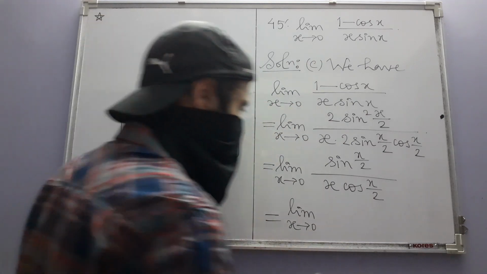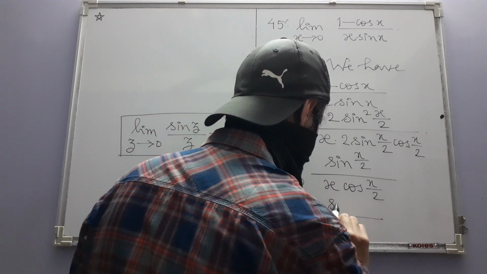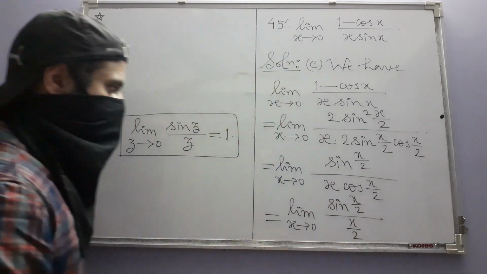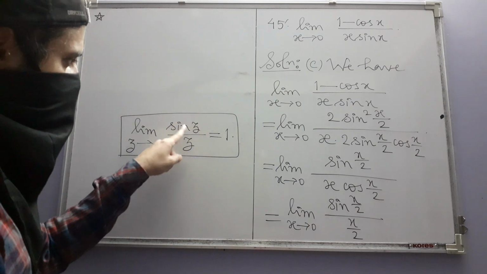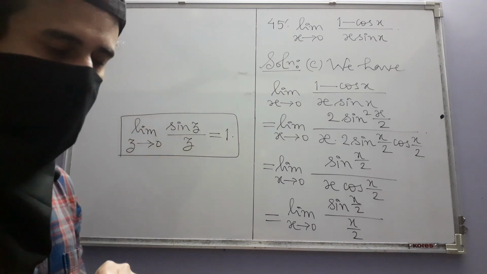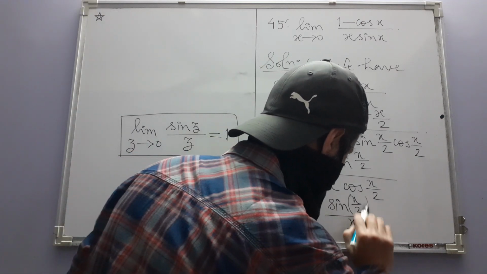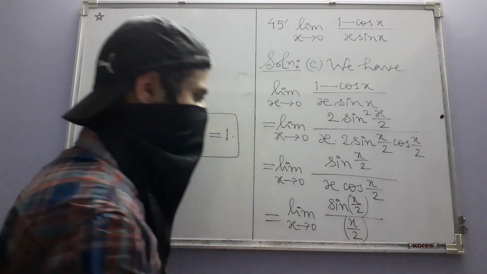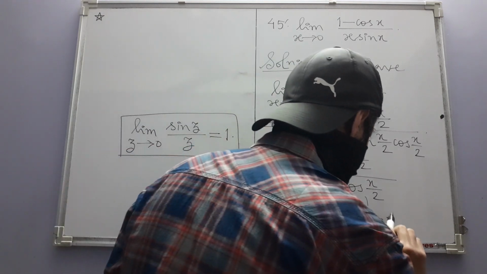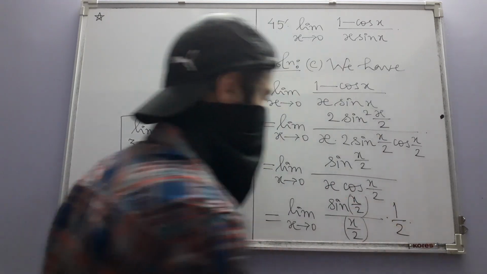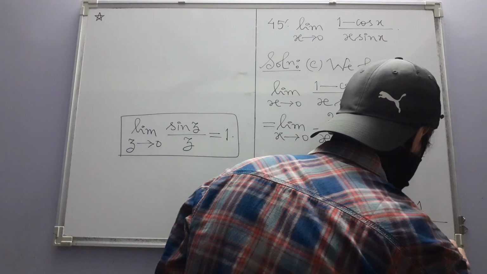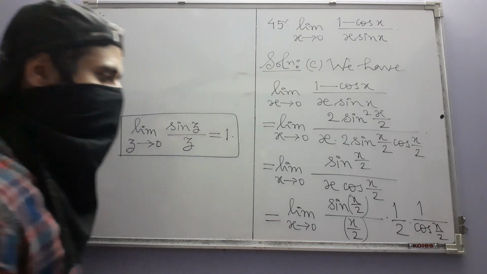And for that, what we need is this. Whatever we have as the argument of sine, that exact same thing we should have in the denominator. So because we have x over 2 here, in the denominator also we need x over 2, but originally we did not have 2. So that means we have to adjust that extra thing. Also, we have this.